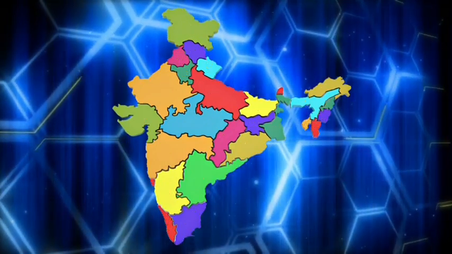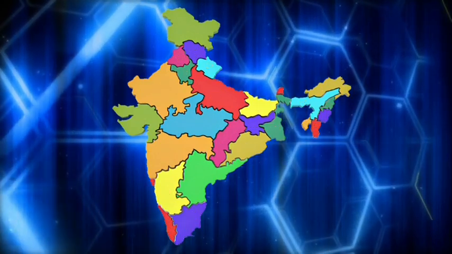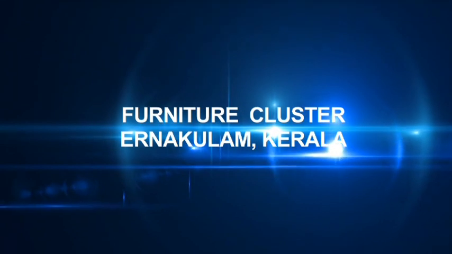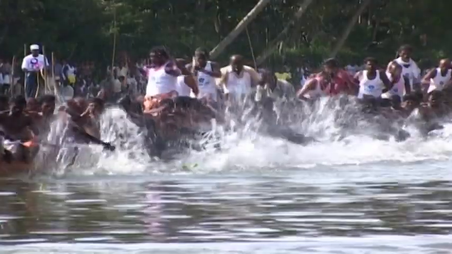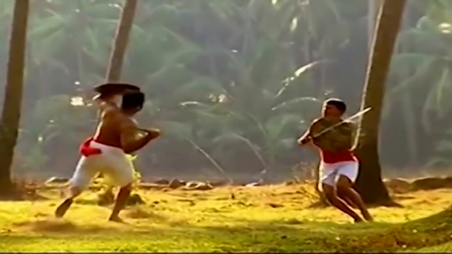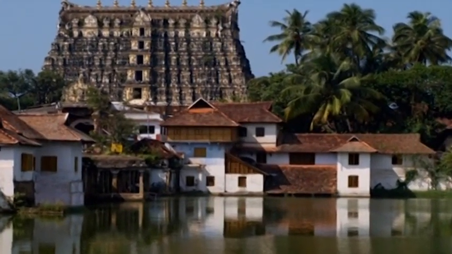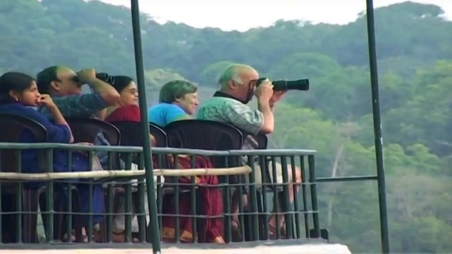India is a country with diversity. Hence, the Ministry has provided benefits to a number of clusters in different topics of the country. Furniture Cluster, Ernakulam. Ernakulam is a district in the state of Kerala. It is the highest revenue-yielding district in the state and is known as the commercial capital of Kerala. It is the third most populous district in Kerala after Malappuram and Thiruvananthapuram. Ernakulam district also hosts the highest number of international and domestic tourists in Kerala state.